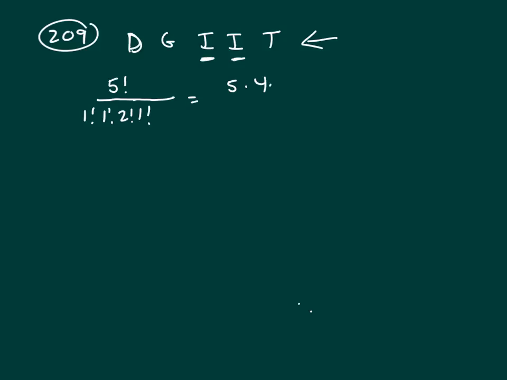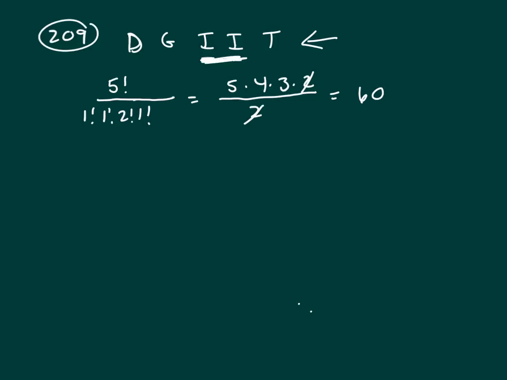So you got 5 times 4 times 3 times 2 times 1, but times 1 doesn't do anything. And the denominator is 2 factorial, which is just 2 times 1. So those 2's cancel, and you're left with 60. Now remember, that includes where the two I's show up next to each other.